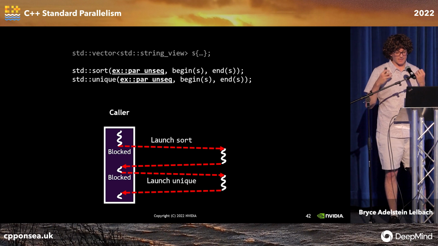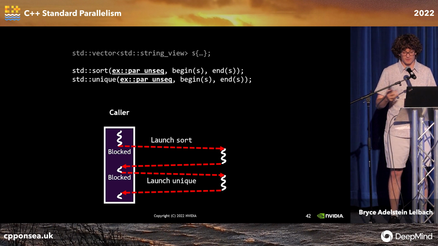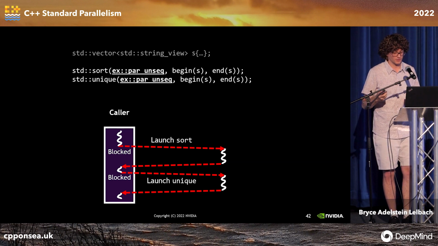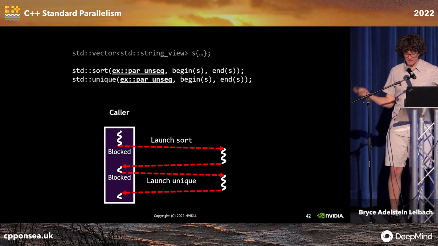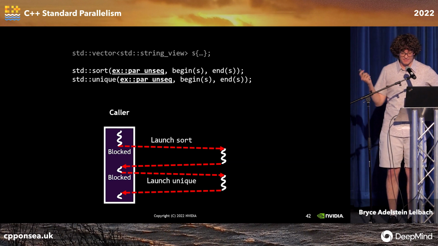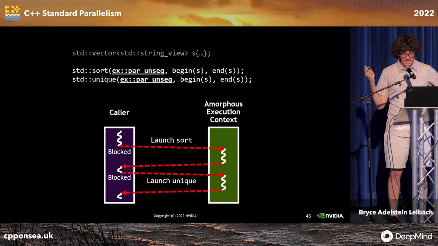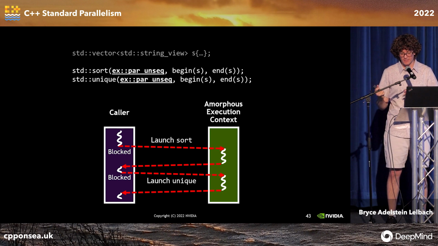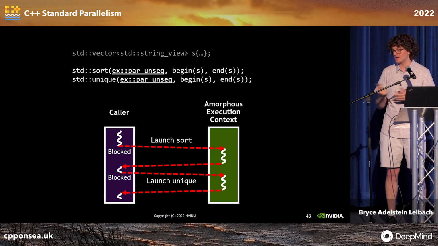The first one is that the C++17 parallel algorithms are all fork-join synchronous. So they launch the parallel work, and then they wait until that work has completed before they return to the caller. Now, where exactly do they launch the parallel work? That's the other limitation: by design, users have no control or visibility into where the parallel work runs. It just happens on some amorphous implementation-defined execution context. It might be a CPU thread pool or a GPU stream or Grand Central Dispatch or Windows fibers, et cetera.